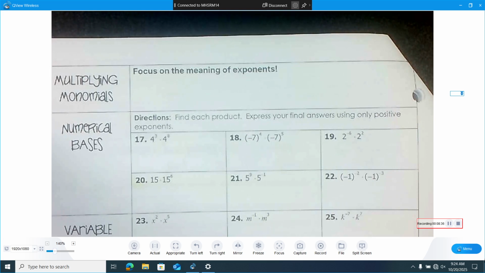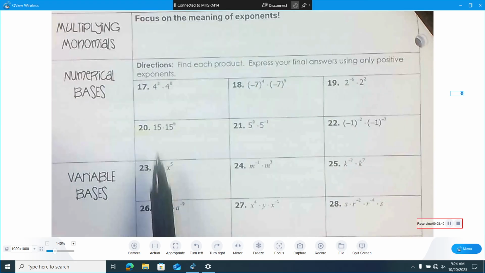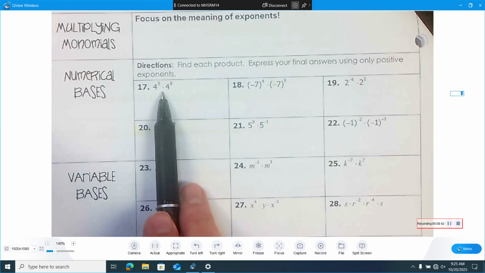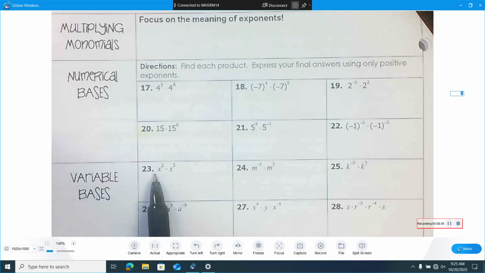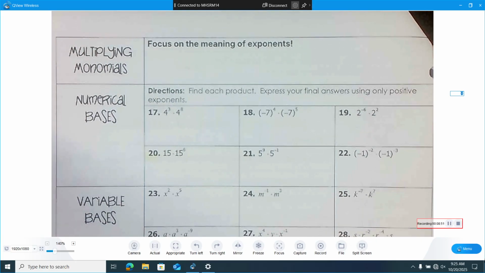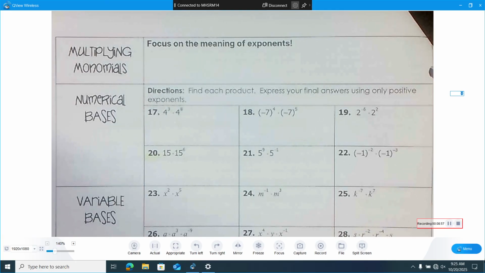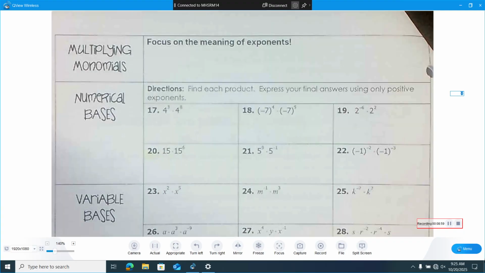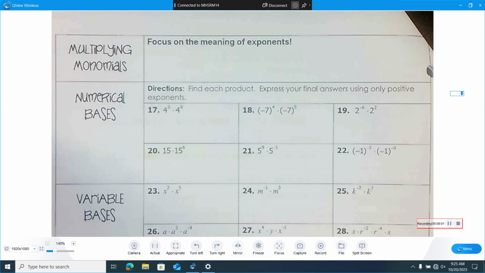So we are multiplying monomials. So you can see if you look through this page, we see stuff like 4 to the 3rd times 4 to the 8th, or x squared times x to the 5th. And these are exponent rules. So we're going to learn some exponent rules for the rest of this unit. And what I want you guys to do is I really want you to focus on the meaning of exponents. And so I like to start with some really simple ones here.